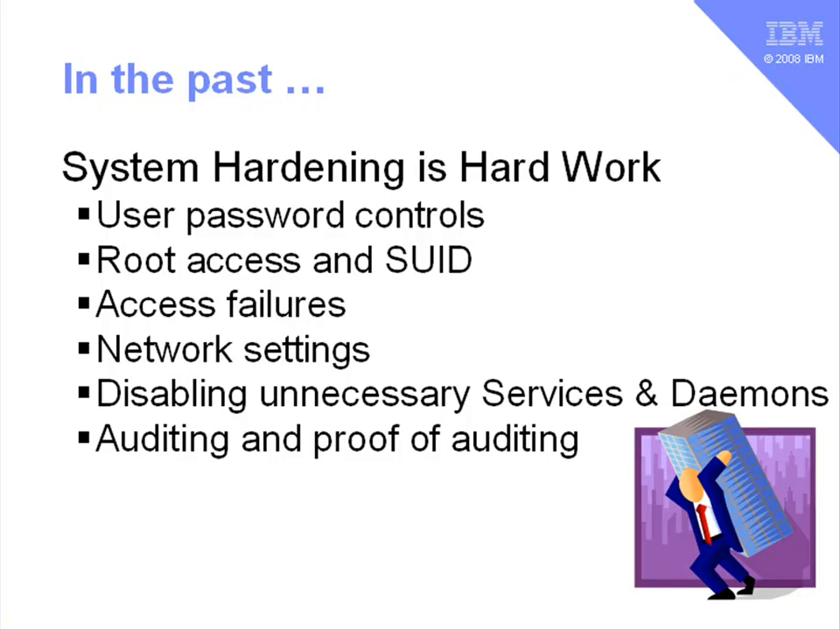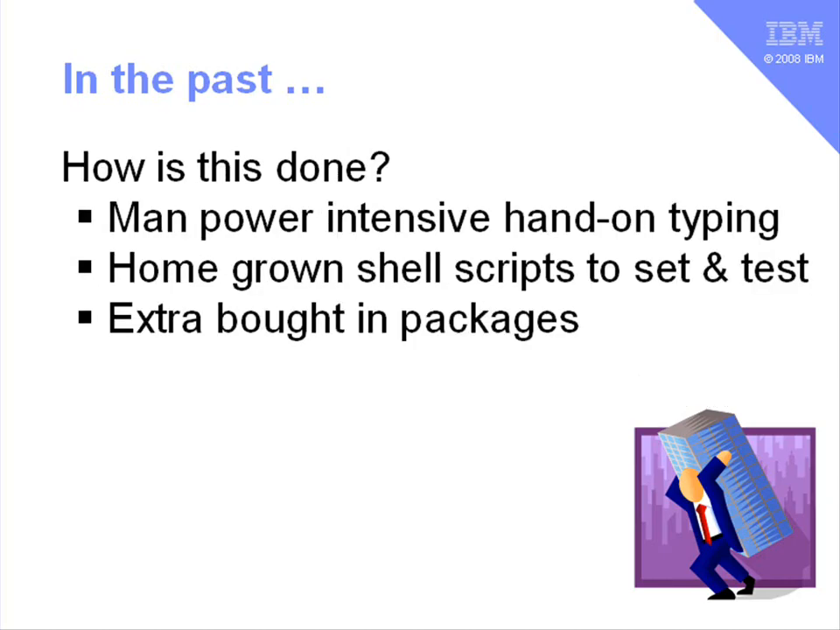Now in the past, system hardening has been extremely hard work. First of all, there's lots of different areas. For example, the user password control to make sure that the passwords are difficult enough to make hacking into the system very hard. Root access in particular is very sensitive. We've got things like monitoring access failures to see if we can detect people trying to get into the system. Lots of network settings and disabling unnecessary services can be quite tricky to do. And then we have to do auditing to actually prove that we have the system secure and nobody has actually got into the machine. And how is this done?